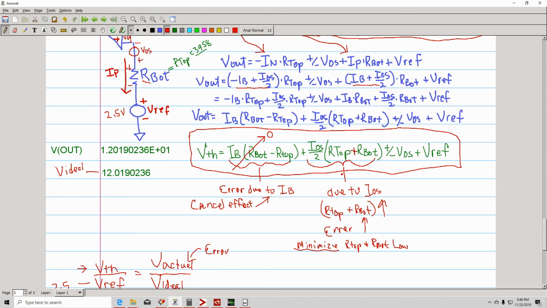Okay, and then this term is the third term, and this is basically your VOS. There's nothing that you really can do as far as changing resistors. The only thing that you can do is use a better op amp.